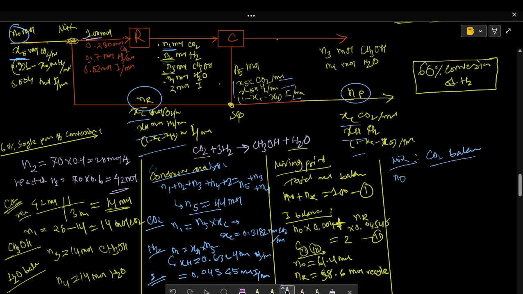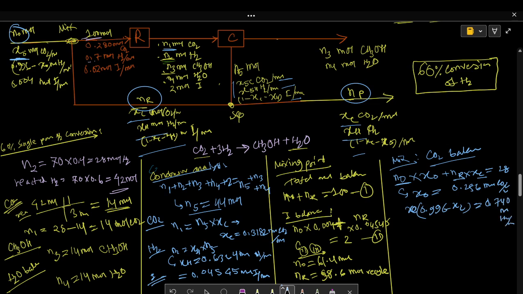So N naught times X naught plus NR times Xc equals 100 times 0.28, that means 28. We already know N naught, NR, and Xc. So X naught will be 0.256 mole carbon dioxide per mole. And then we can easily calculate the molar fraction of hydrogen. This is 0.996 minus X naught, which is equal to 0.740 mole hydrogen per mole in the fresh feed to the process.